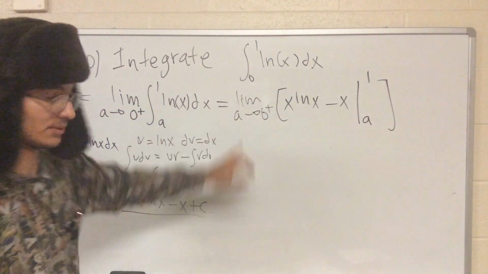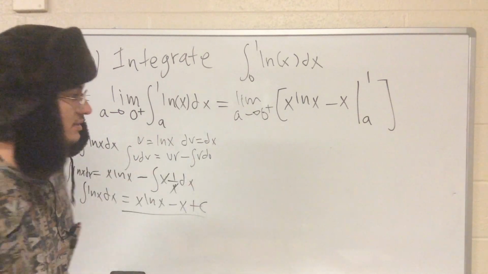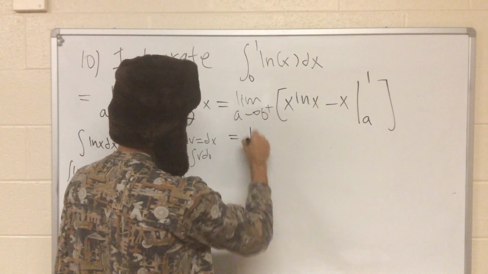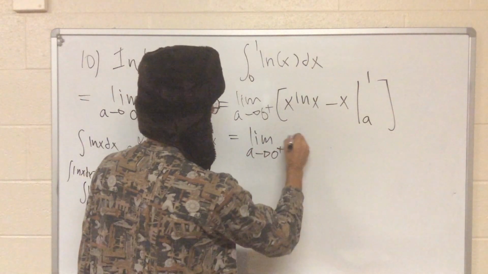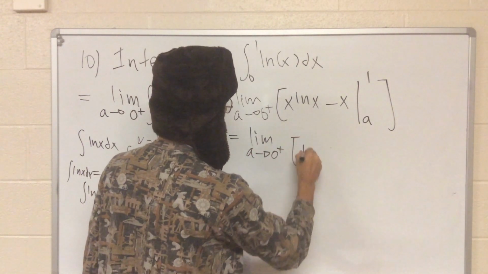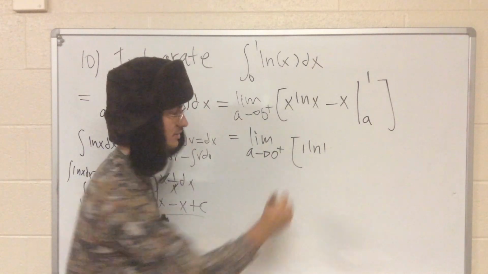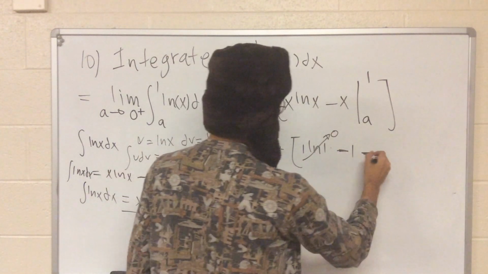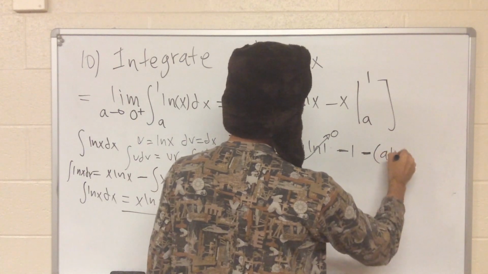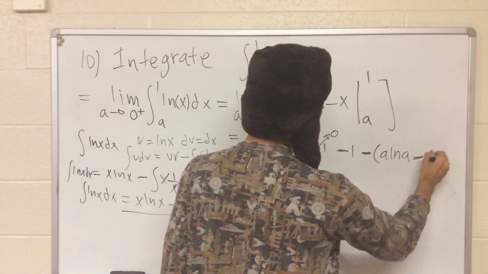And so as a approaches 0 from the right, this will be equal to the limit as a approaches 0 from the right of 1 times ln of 1, and that's going to be equal to 0, minus 1, and then we're going to subtract a ln of a minus a.